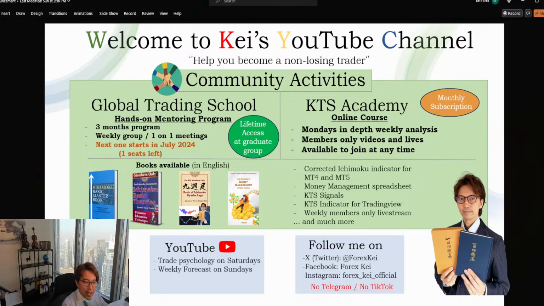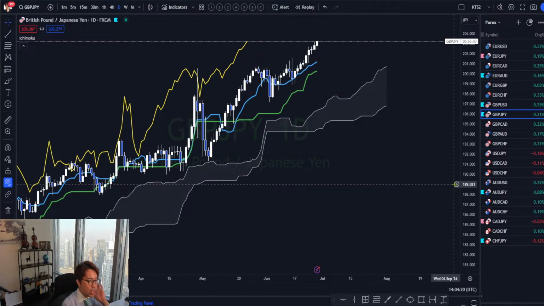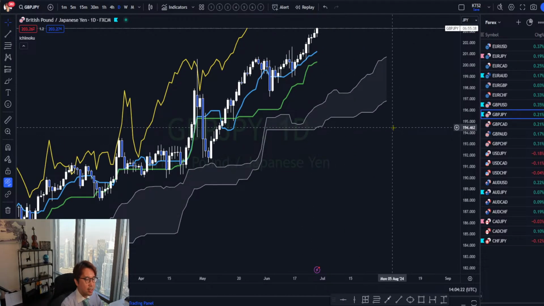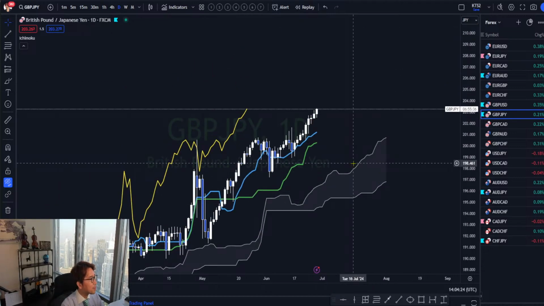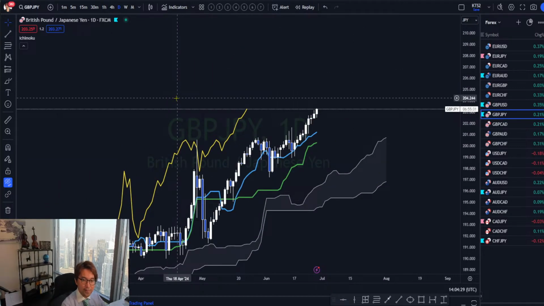Okay, so now let me switch screen to TradingView and start to discuss the trading scenario. So here is the GBPJPY. Every time I screen the markets and look for an opportunity to trade, I start looking from the higher time frames.